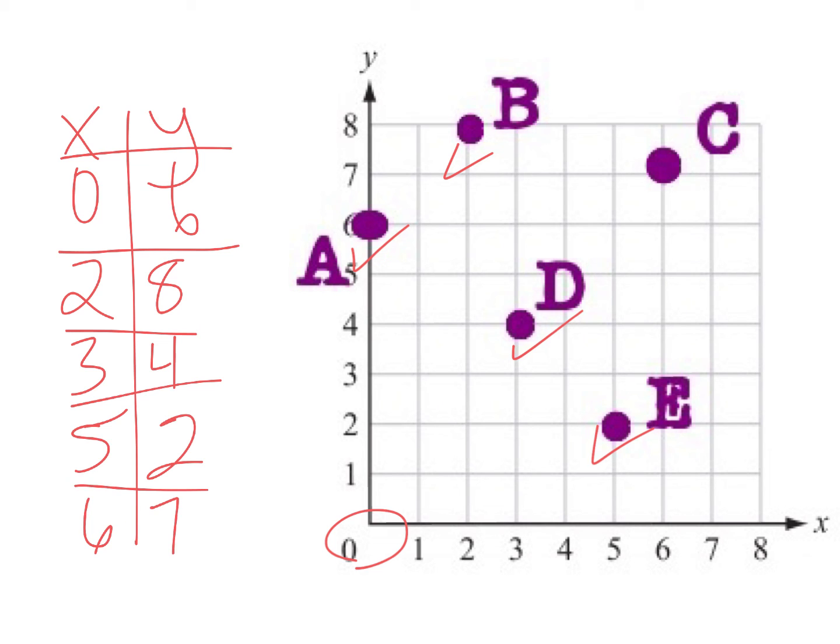Something that I tell my kids to do, even if it's in a table format like this one, is still practice putting parentheses around them, because you just never know how it might show up on a test. Most of the time, if it's in a table, it won't have parentheses, but your answer choices might, so you just never know.